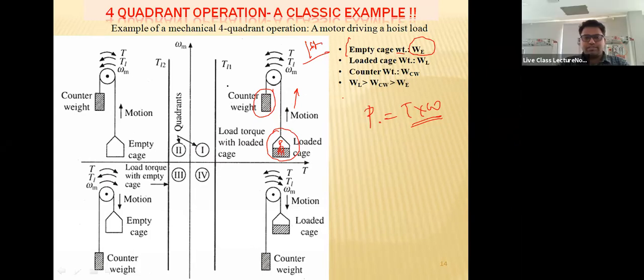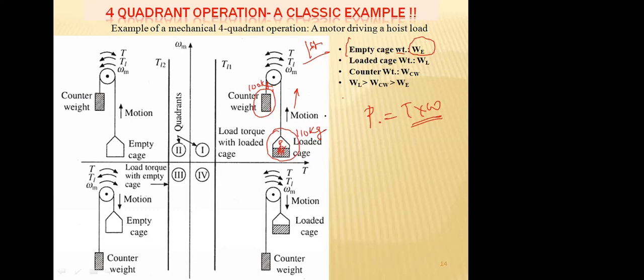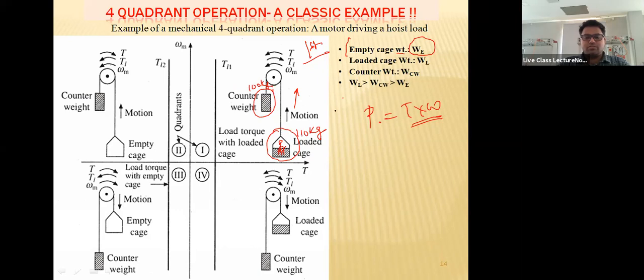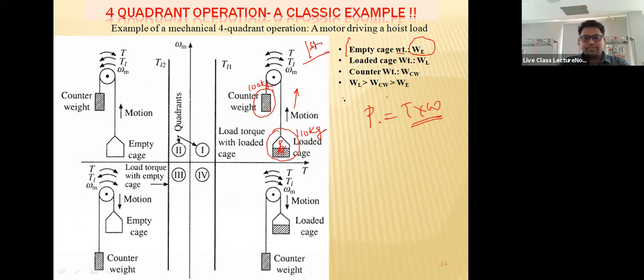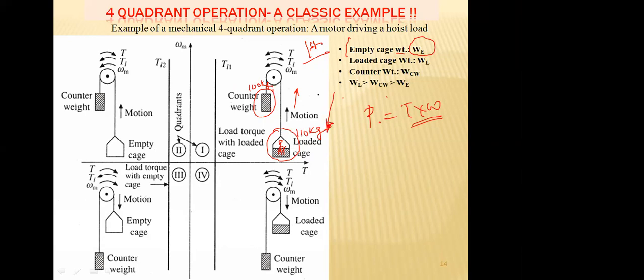Say the counterweight is 100 kgs and the cage is 110 kg with the person. It won't go up by itself. So where will the load torque be, downside or upside? Load torque will be down. What will be the natural tendency of the load of the cage? To remain at the ground only, right?